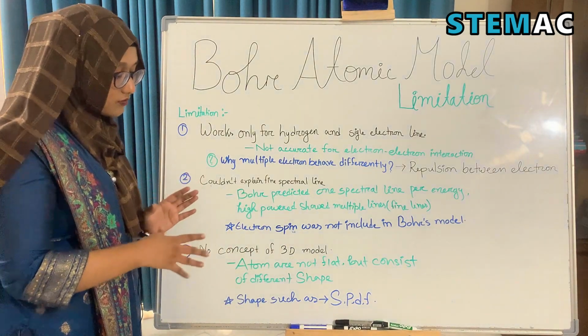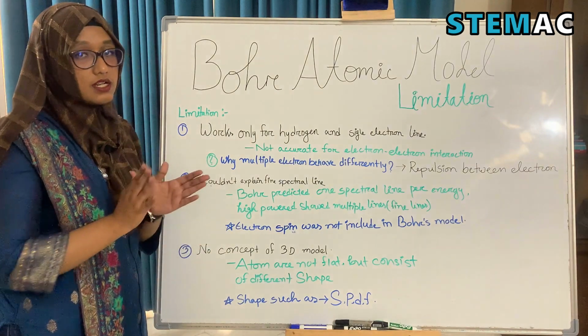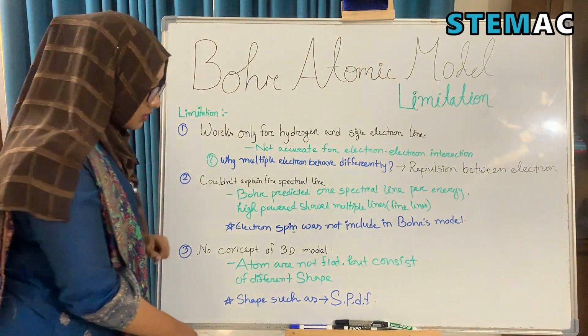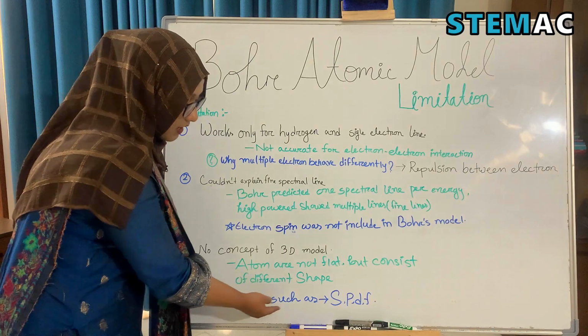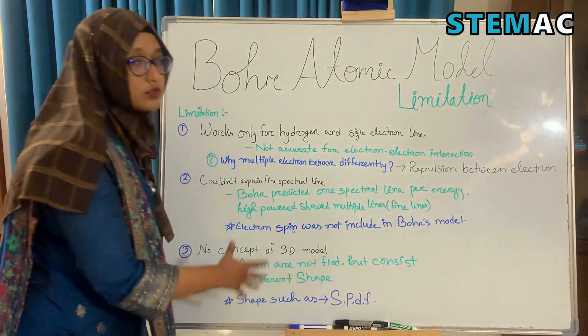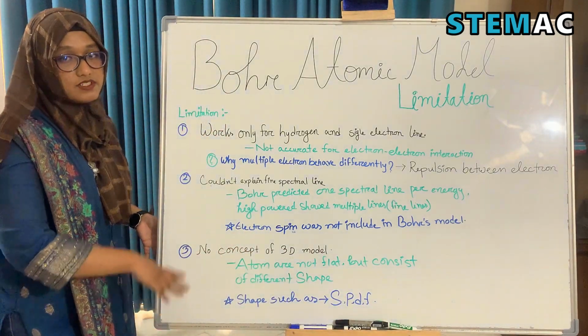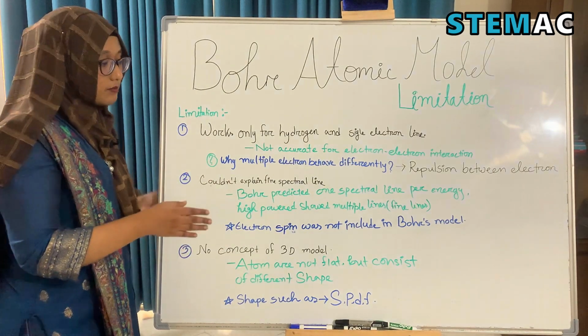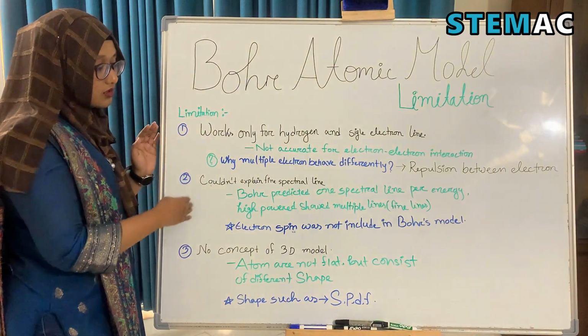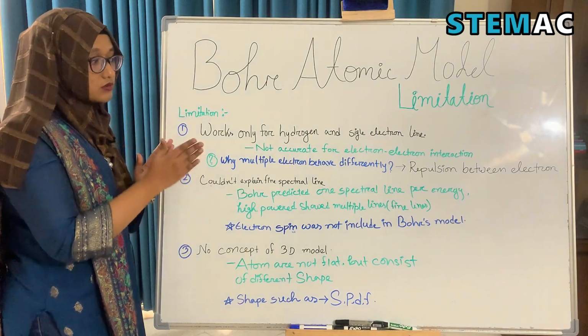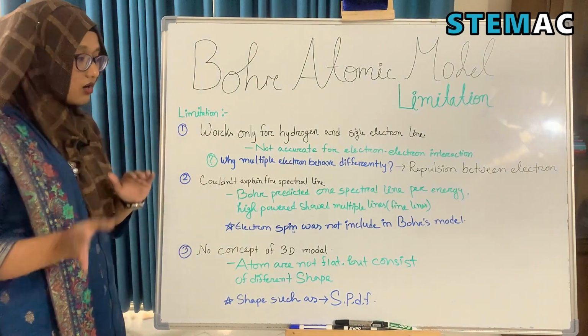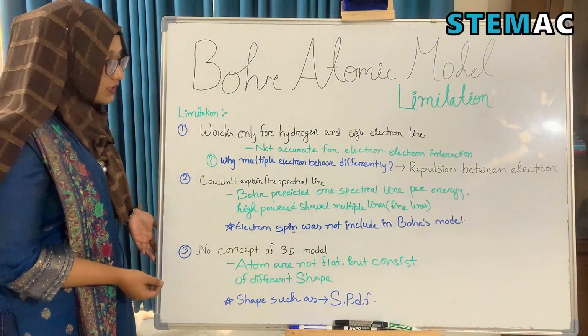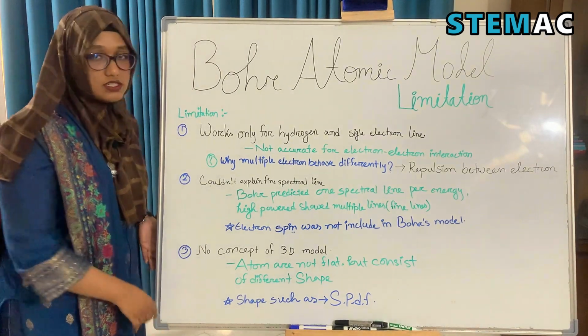It consists of different types of shapes, which we're going to learn about in the orbital class. Those shapes are s, p, d, f, and each has a different kind of shape. They consist of different types of orbitals, like the orbital axes x, y, z, which we're going to learn about in the orbital class. Next, we're going to learn about more limitations.